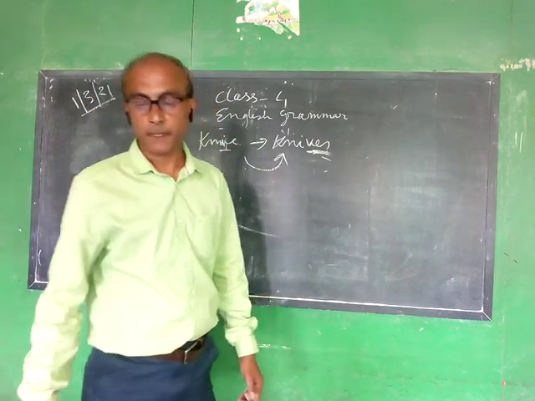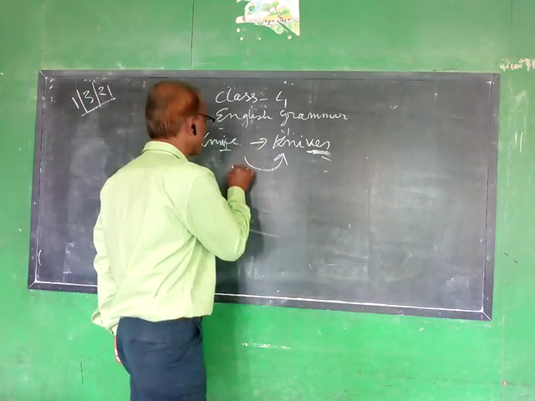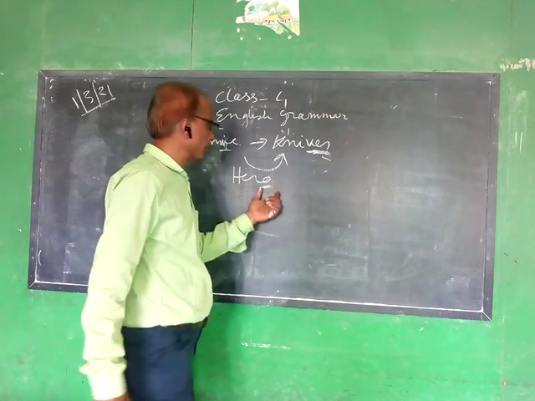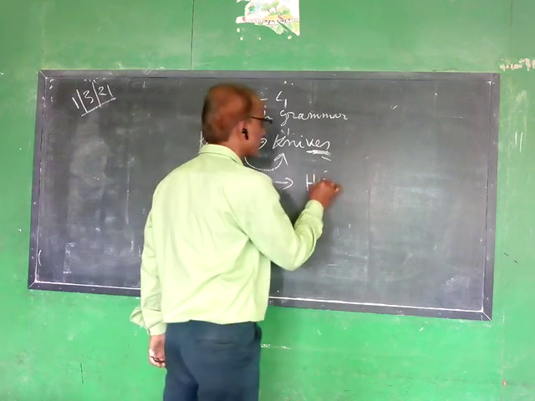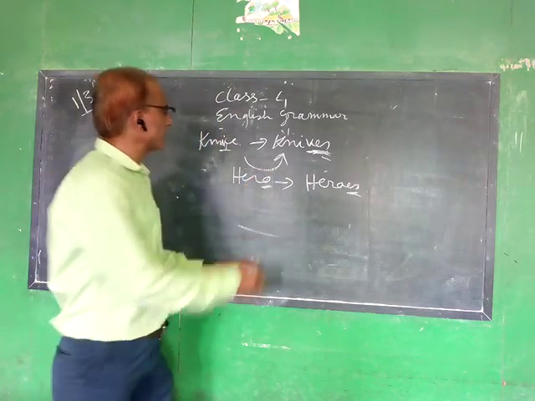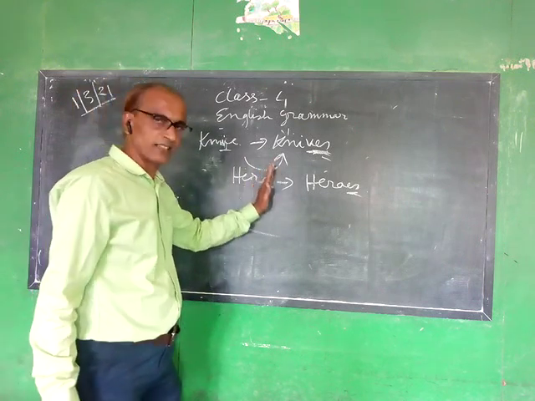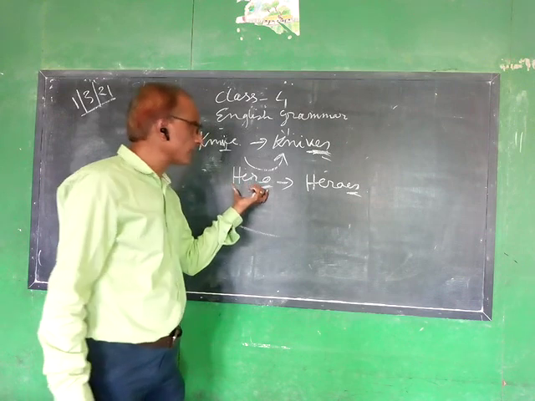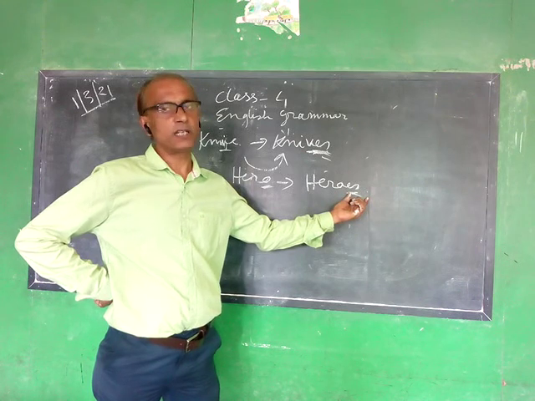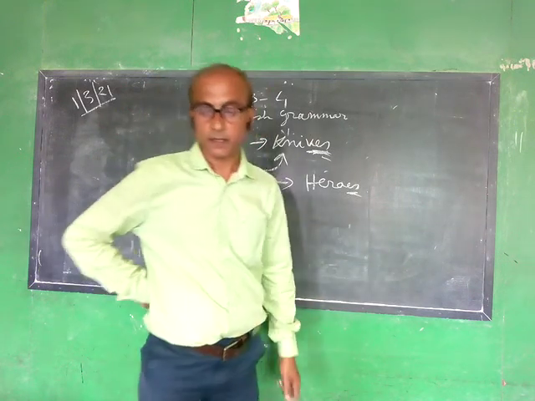Now see, some nouns end in O. If a noun ends in O, for example, hero, buffalo. Here in this case, you don't have to omit this one. Keep it as it is, and after the main word, just add E-S. Clear? Is it clear? Okay.